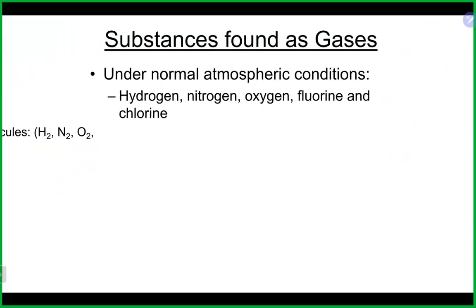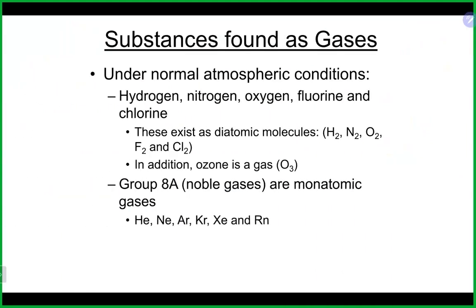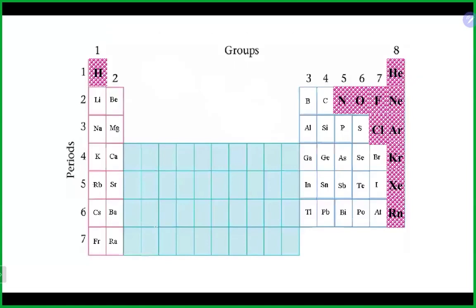Now, substances that are found as gases under normal conditions: we have hydrogen, nitrogen, oxygen, fluorine, and chlorine. Those are our diatomic molecules, which are elements. They are also gases, how they naturally exist. Ozone, which is O3, is also a gas. And obviously on our periodic table, group 8, the noble gases, are also gases. Noble gases are monoatomic gases, which means they come as ones. And again, hydrogen, nitrogen, oxygen, fluorine, and chlorine come as twos, which are diatomic. So the shaded ones here are the ones that, under normal conditions, would be found as a gas.